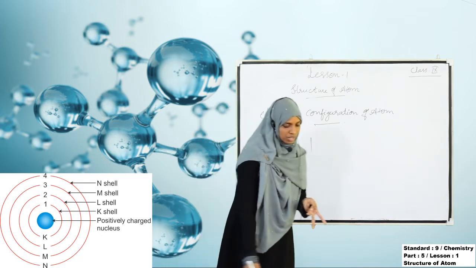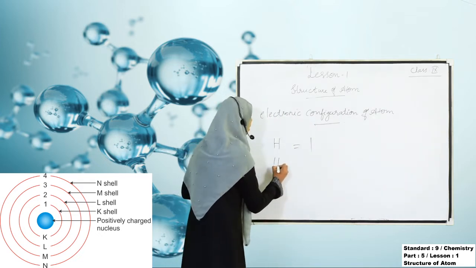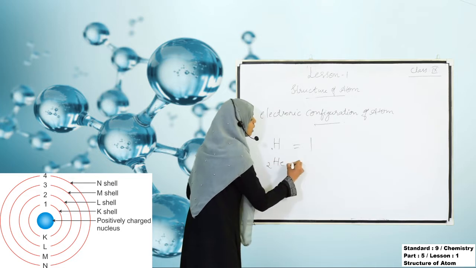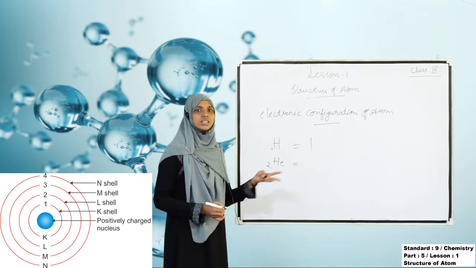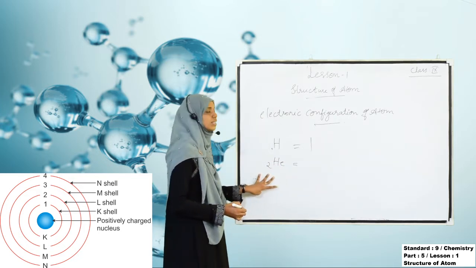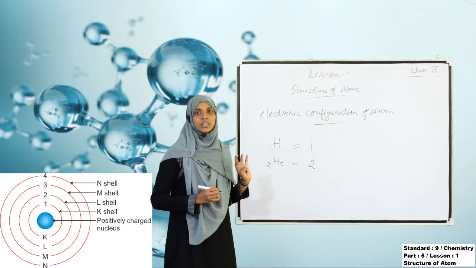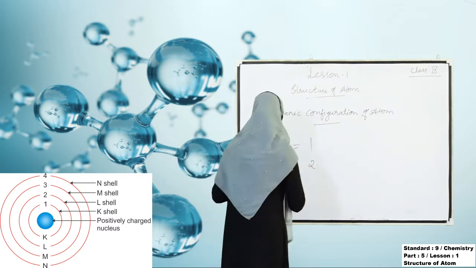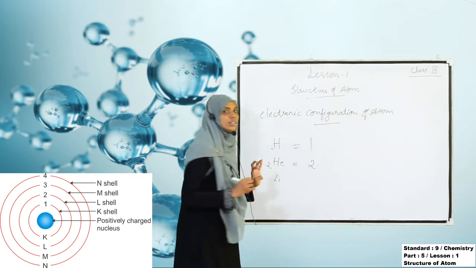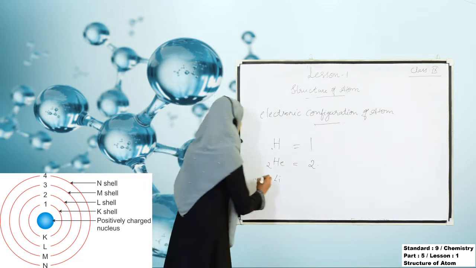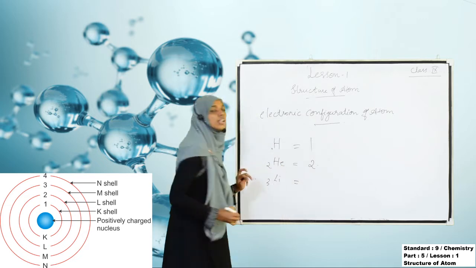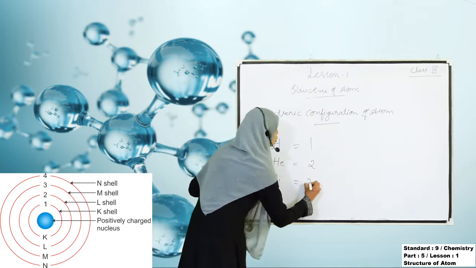Then helium, how can we write it? The atomic number of helium is 2. There are no other electrons, only 2 are present, so we write the electronic configuration as 2. Then lithium, what is the atomic number? The atomic number of lithium is 3. Then we write the electronic configuration 2, 1.